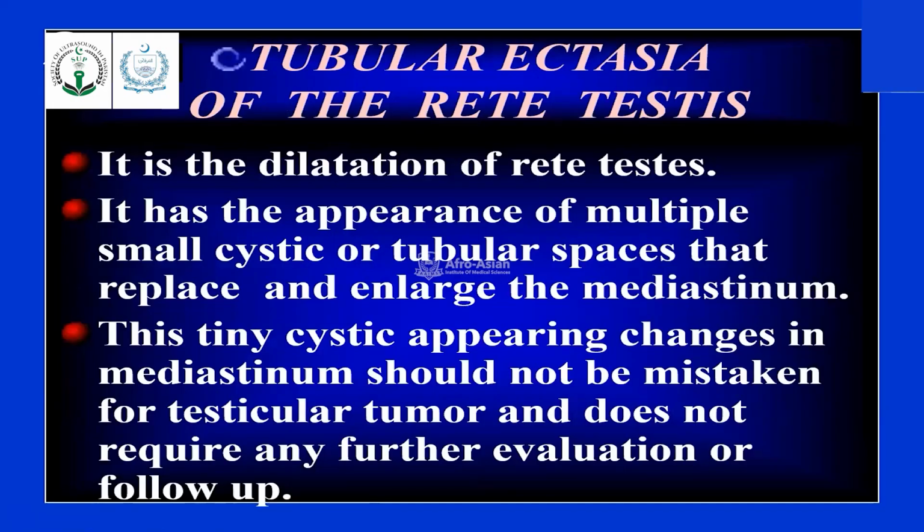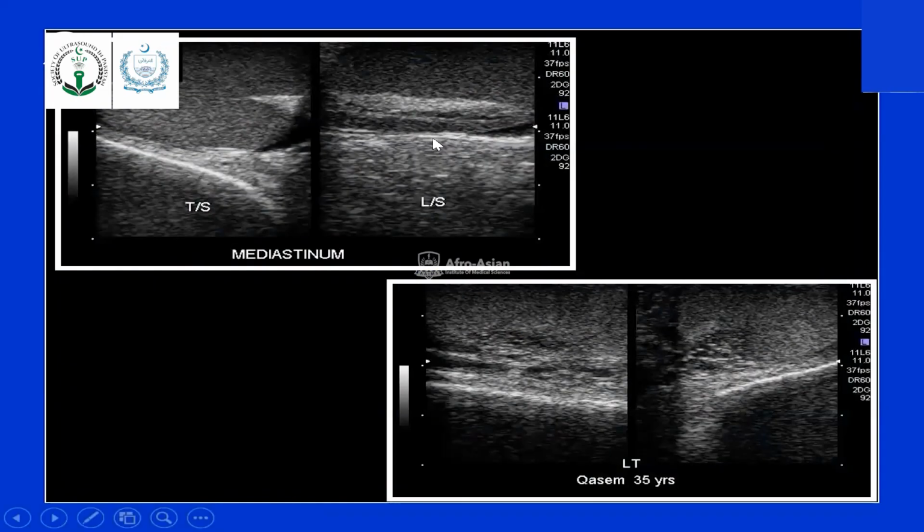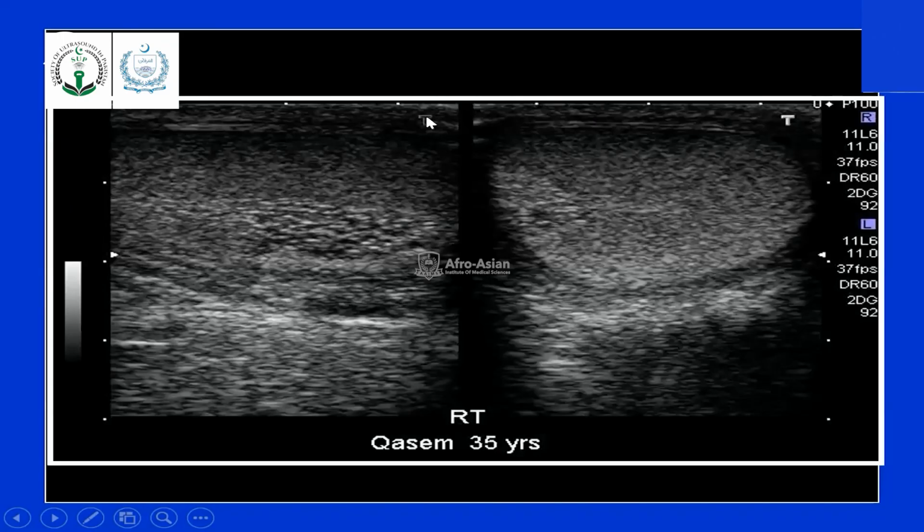Then there is tubular ectasia of the rete testis. This is the rete testis which is hyperechoic, and in ectasia we will miss or we will not find this hyperechoic area, or it will be irregular and distorted. This is a patient 35 years old, left side. There is some heterogeneously hypoechoic area instead of hyperechoic rete testis. Here you can see the close view.